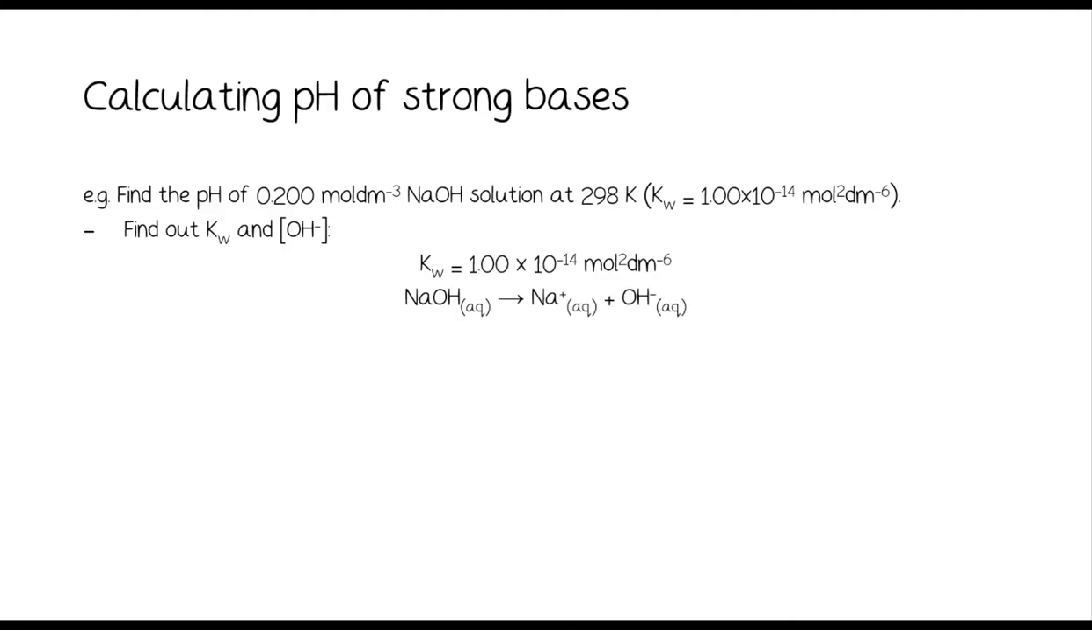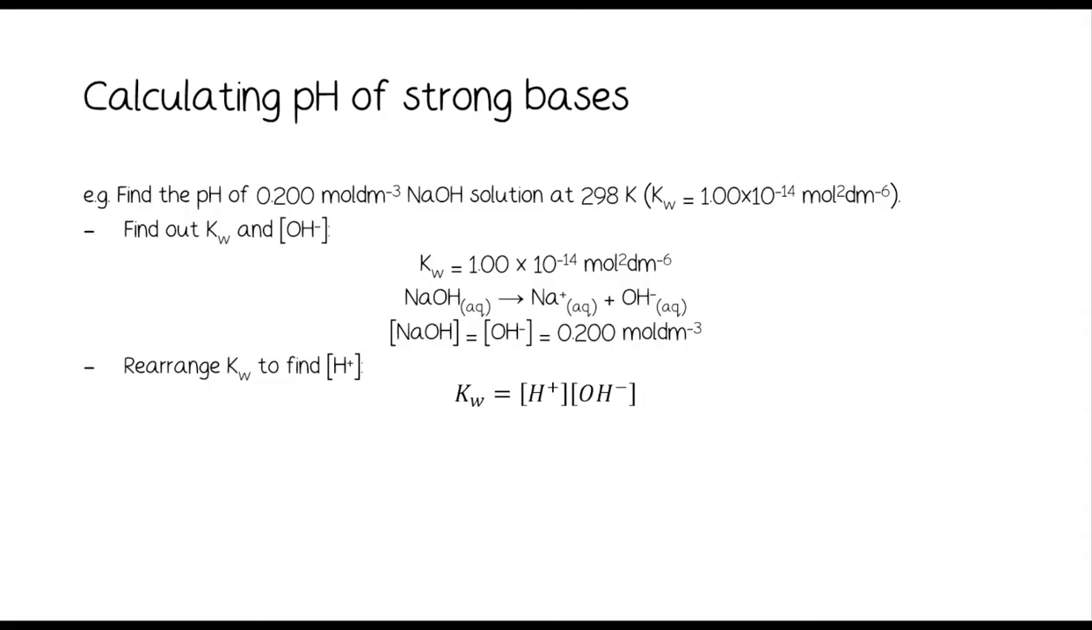If you do that, you can see there's a 1-to-1 ratio between OH minus and NaOH, so the concentration of OH minus is the same as NaOH, so it is 0.2 moles per decimeter cubed. Next, we can rearrange Kw to find H+. We know Kw equals the concentration of H+ times the concentration of OH minus. If you rearrange that, you get Kw divided by OH minus, and if you stick the numbers in, you get a result of 5 times 10 to the minus 14.